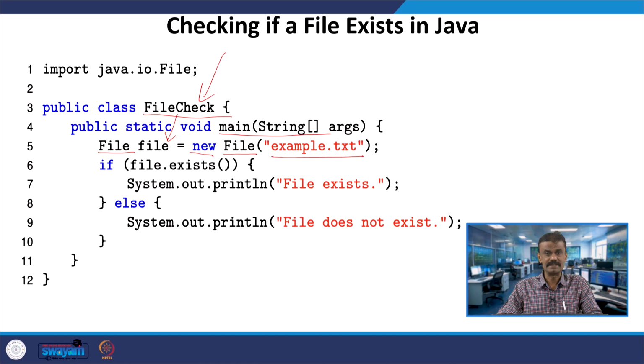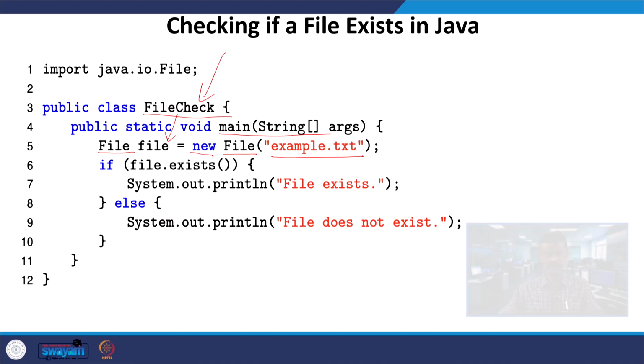If it does not exist, "file does not exist" will be printed. It is not very difficult code, all right. So, whatever we have done in C++, you can extend over here, and then you try to print either "file exists" or "file does not exist". So, if it is available in the directory, "file exists" will be printed. If it is not available, "file does not exist" will be printed.